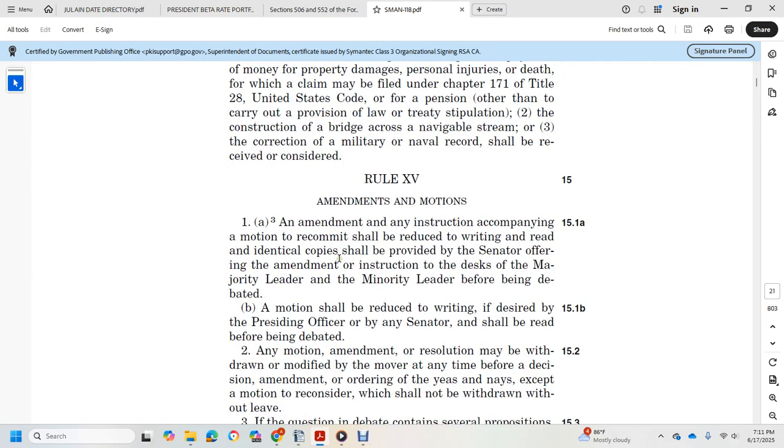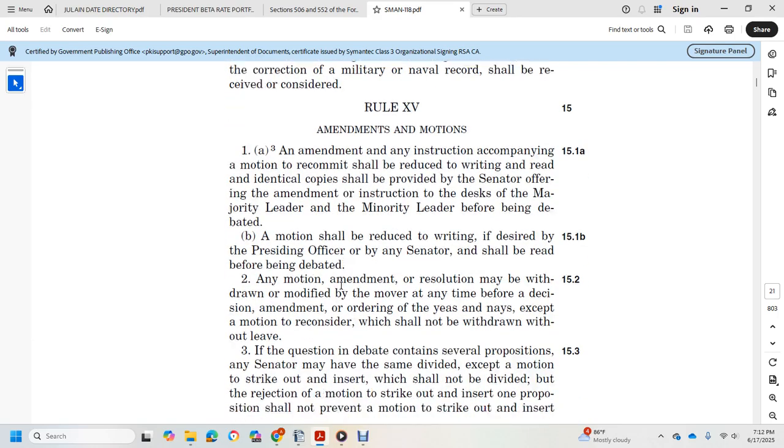A motion shall be reduced to writing if desired by the presiding officer or by any senator, and shall be read before being debated. A motion, amendment, or resolution may be withdrawn, modified, or moved over at any time before the decision. An amendment ordering the yeas and nays, except for a motion to reconsider, shall not be withdrawn without leave. If the question in debate contains several propositions, any senator may have the same divided, except a motion to strike out and insert, which shall not be divided.